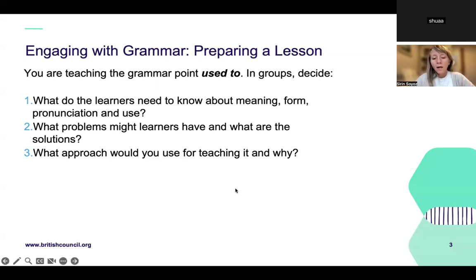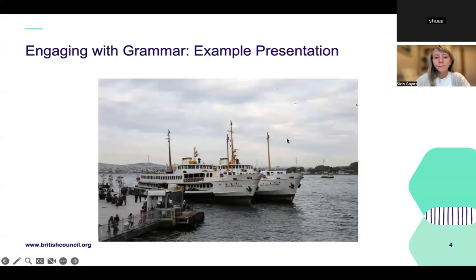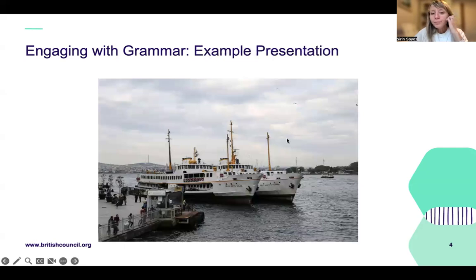Okay. Now, I will show you a photo. Okay, so this is one example from Istanbul. This is a ferry, a picture of a ferry. Look at the picture carefully and try to find out something about my past. Mute yourself, please. Okay. Ask me questions.